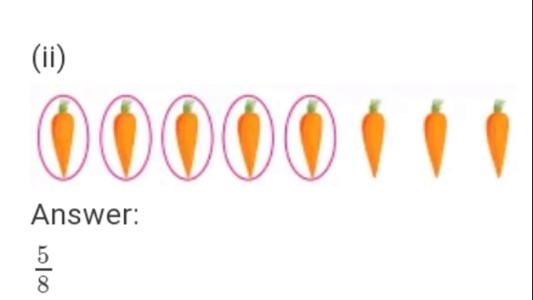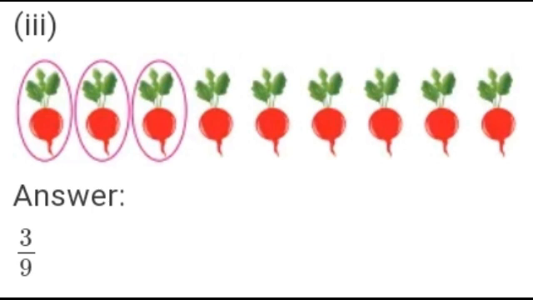Yes, my dear students. Now we'll do the Roman number 2. Before that we'll do the second subdivision and third subdivision. There are carrots. See here, how many carrots were there? There are 8 carrots. So among 8 carrots, how many carrots were circled? 5. So the answer is 5 by 8. In the same way beetroot also. And the next Roman number is match the following.